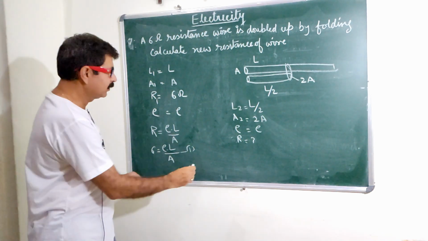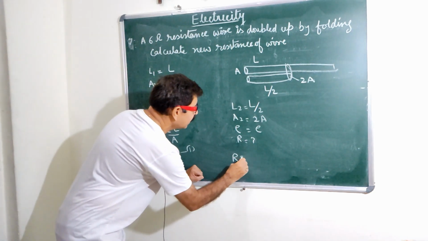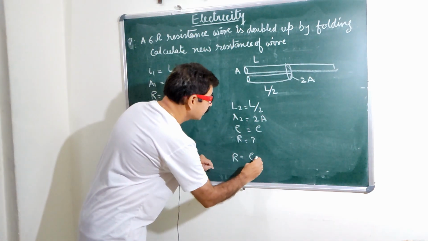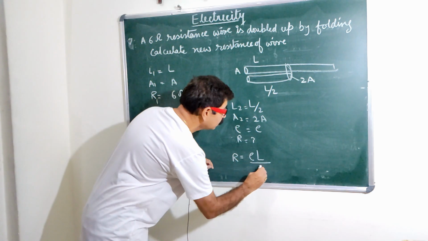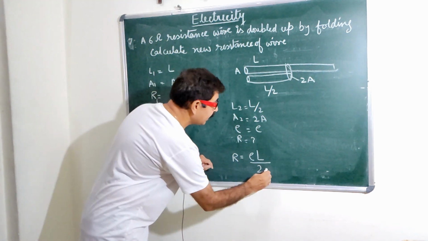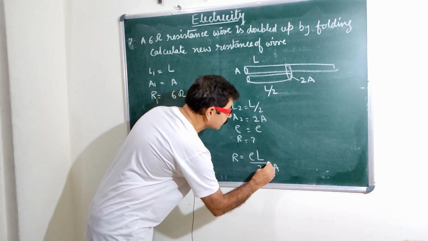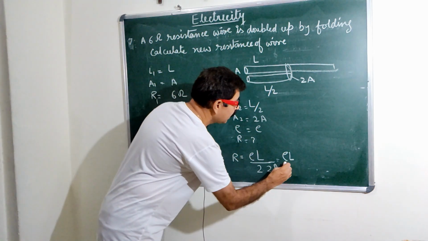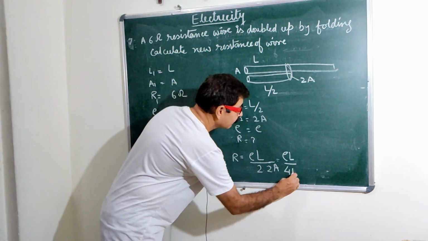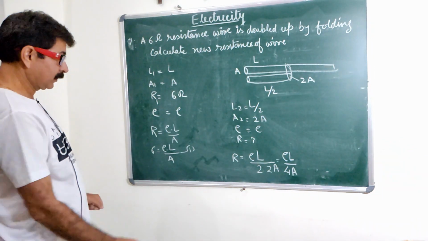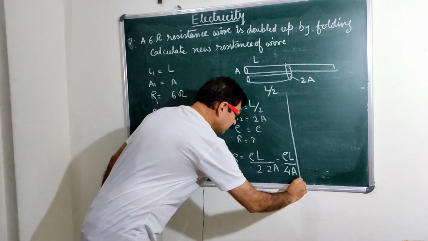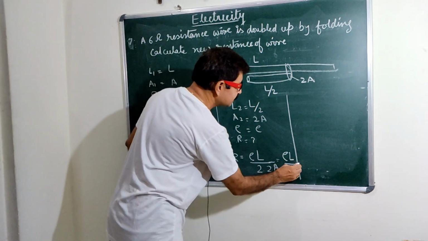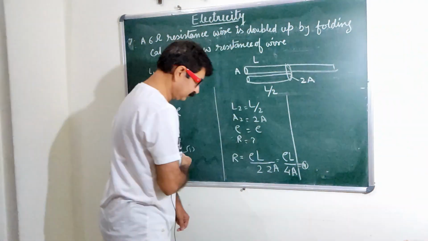Here you can find, यहां से हमें क्या मिला? R मिला. R is equals to rho is the same, length by 2 and area is 2 into A, 2A. This is, or we can say it is rho L by 4A. Now this one is a second equation.